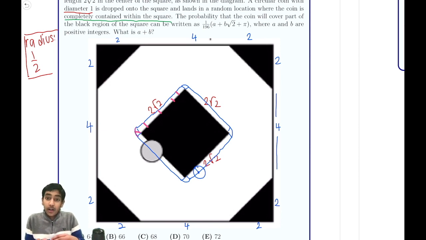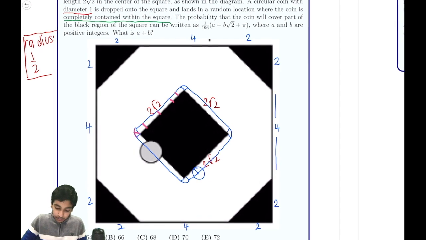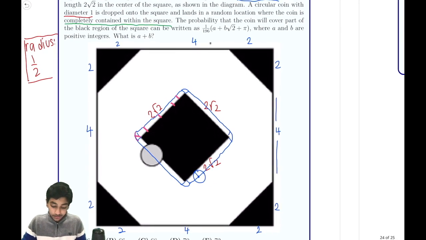So the conic that carves out the section that's 1/2 away from this vertex is this kind of quarter circle here. Because now we see that anything inside this blue curved region works. So that's good. Now we've got one part of the problem. But this is not the only black region. The other black region is the triangles. The four triangles, yes. We have to also account for those.